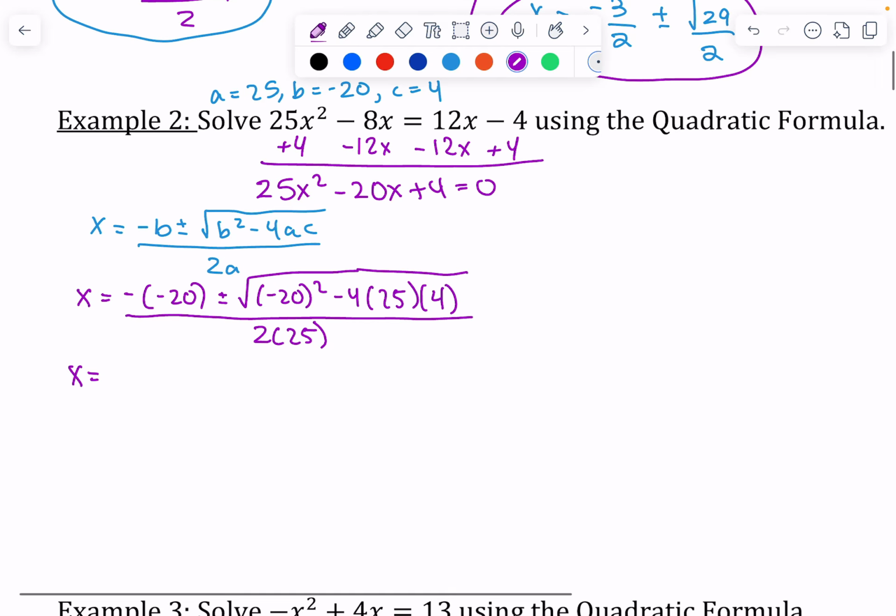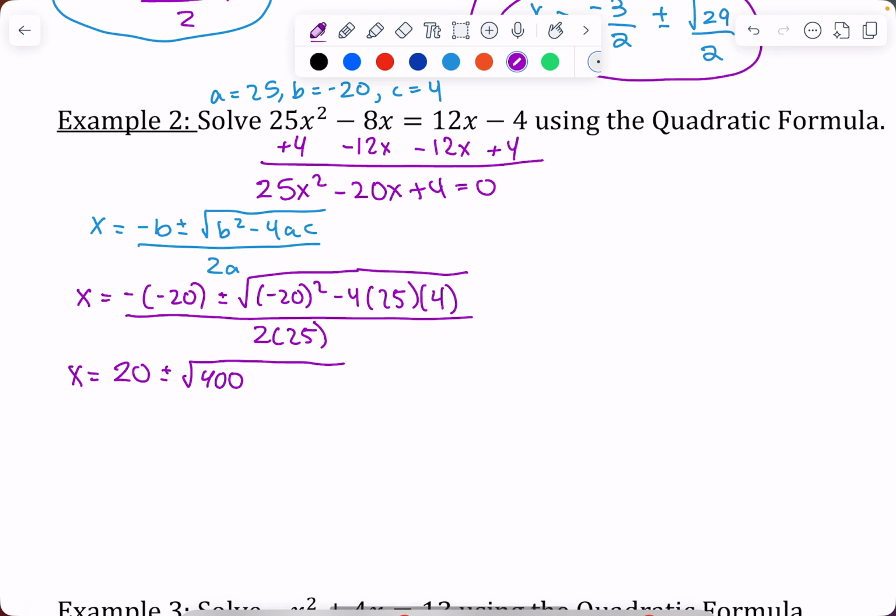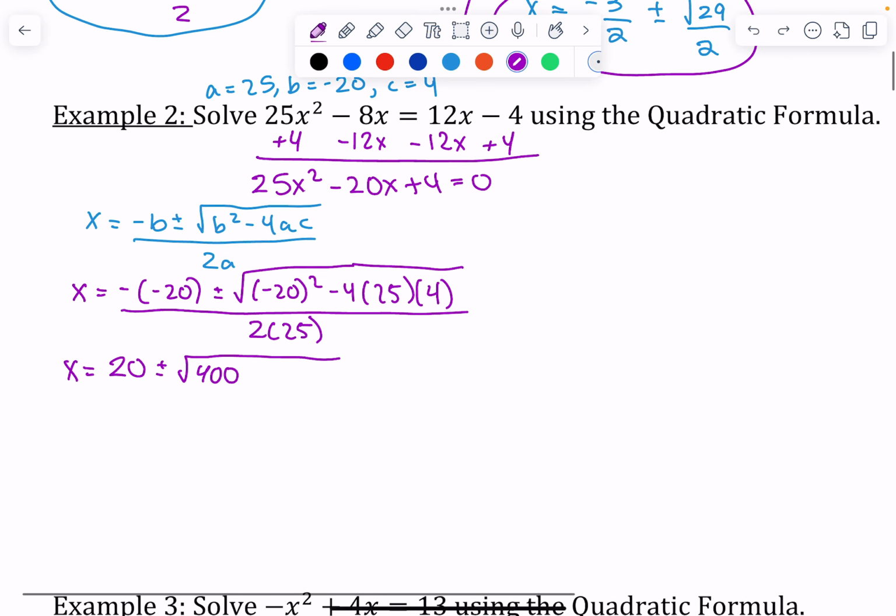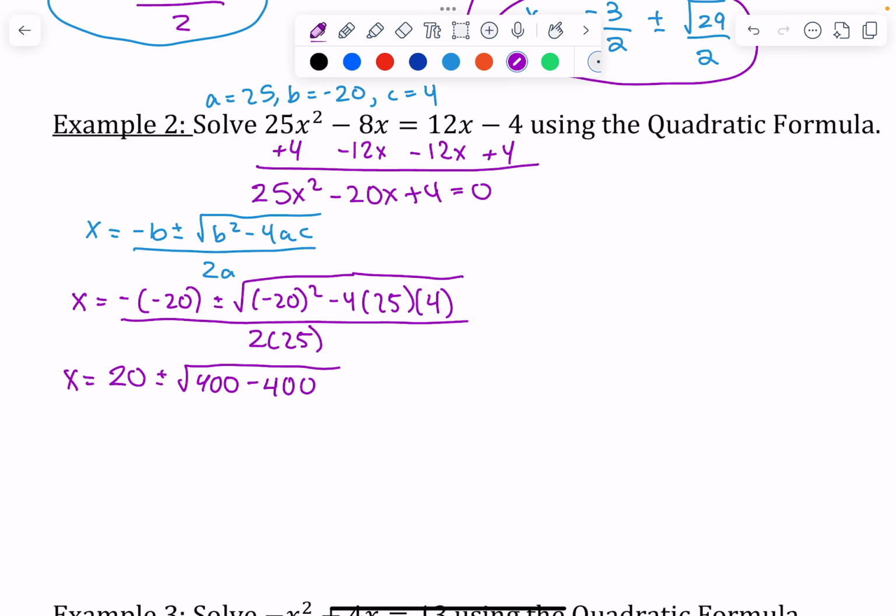All right, that's going to become positive 20. Negative 20 squared is 400. 4 times 25 is 100, and then 100 times 4 is 400. And then 2 times 25 is 50. Combine what's under the radical, and we get the square root of 0. The square root of 0 is just 0.